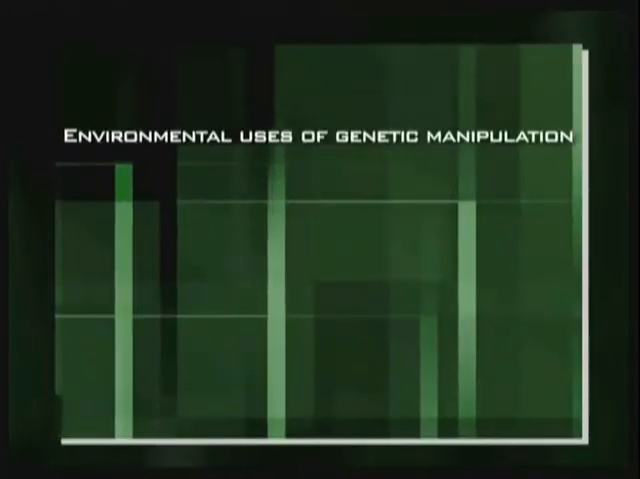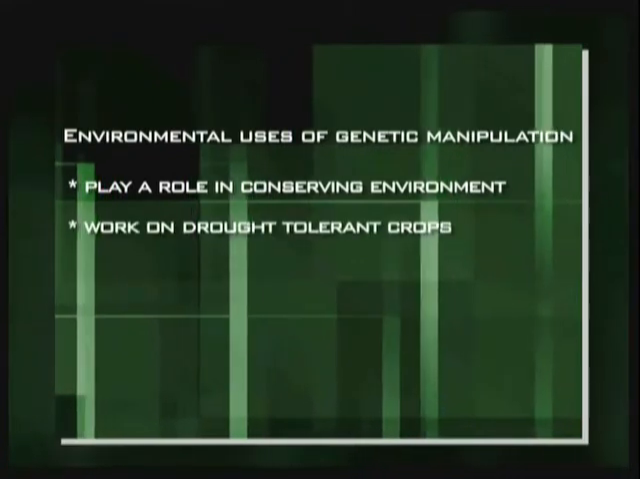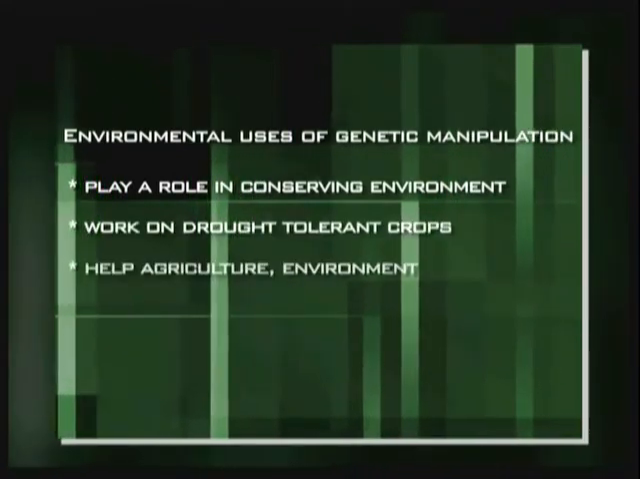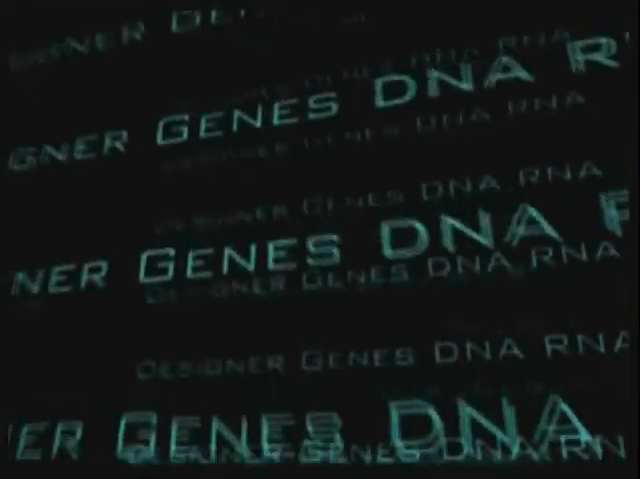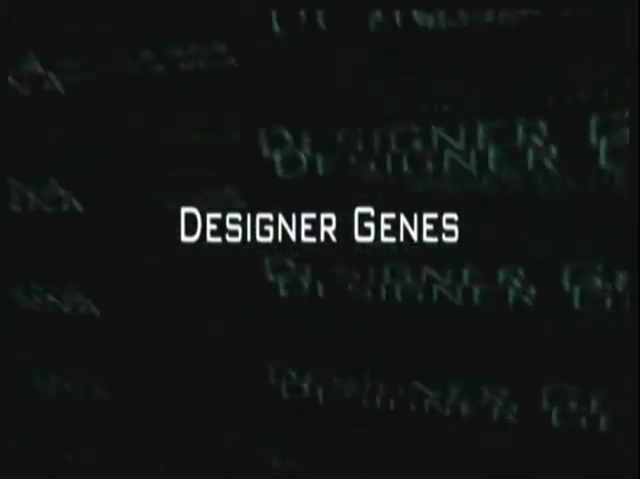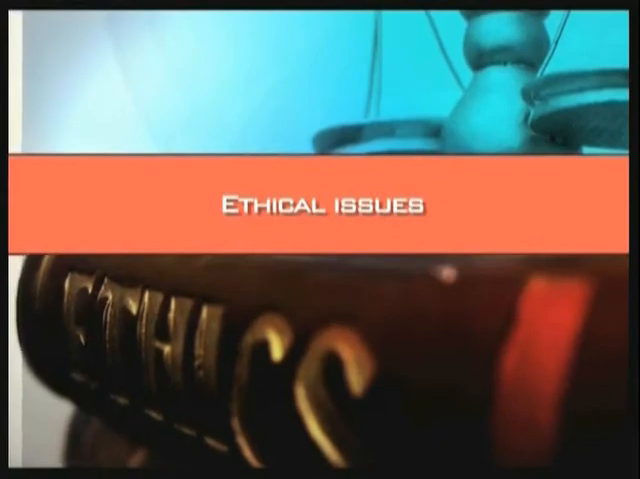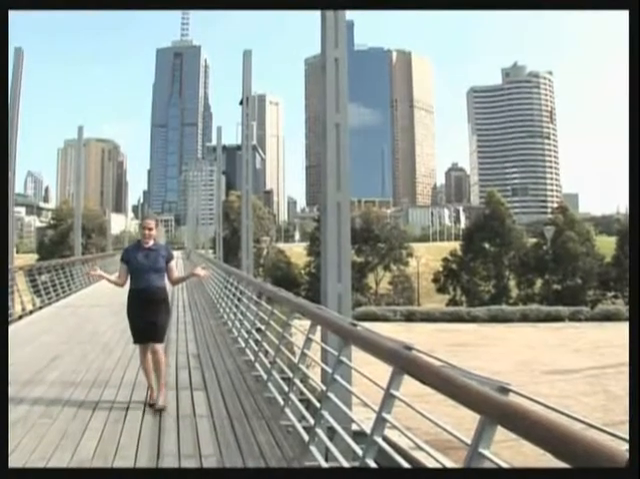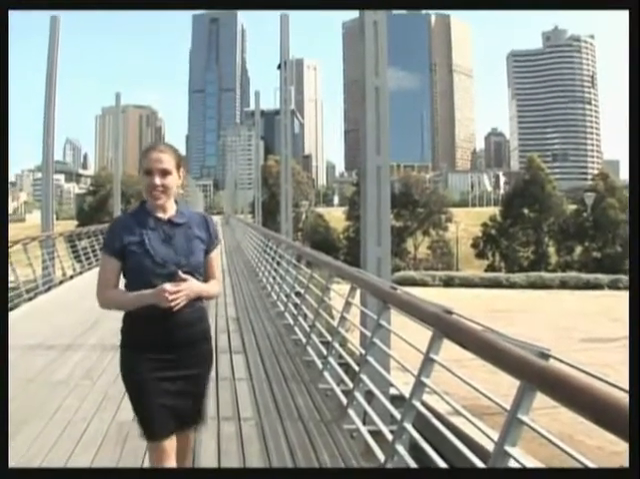Genetic manipulation can play a role in conserving our environment. Work on drought and salinity tolerant crops can help the agriculture industry and the environment. For many people in the community, genetic manipulation offers new and exciting technology, medical miracles, or better environmental protection.